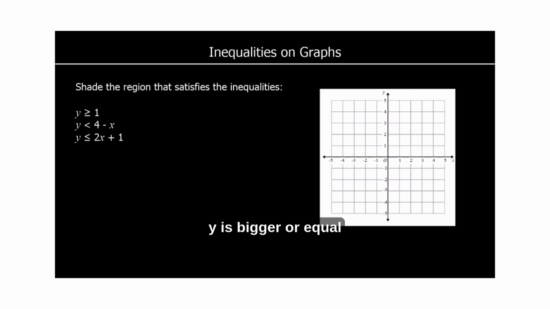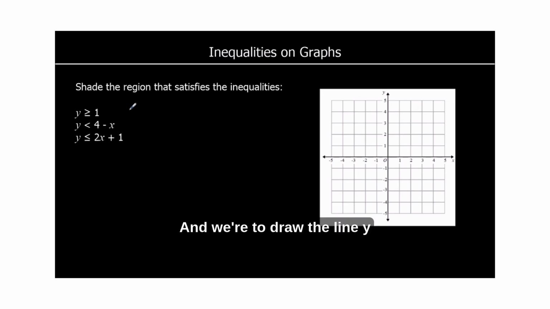Satisfies the inequalities y is bigger or equal to 1, y is less than 4 minus x, and y is less than or equal to 2x plus 1. So we are looking for an area on the graph where all of these are true, where y is bigger or equal to 1, where y is less than 4 minus x, and where y is less than or equal to 2x plus 1. We find this region by drawing all of these lines.